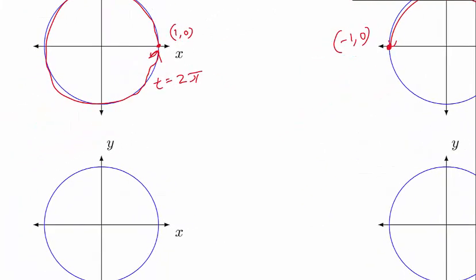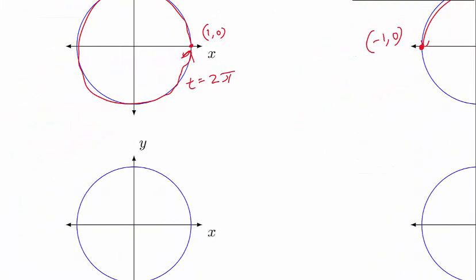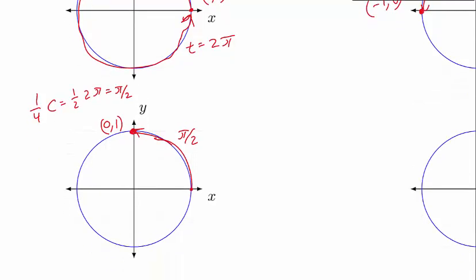Alright, so that should make some sense. Let's go ahead and look at, well, what about 1/4 of the circumference? Well, that's going to be 1/4 of 2 pi, which is going to be pi divided by 2. So again, starting here, traveling 1/4 of a rotation will get us to pi over 2. And what are the coordinates there? Well, they are 0 and 1. The x coordinate is 0, the y coordinate is 1.